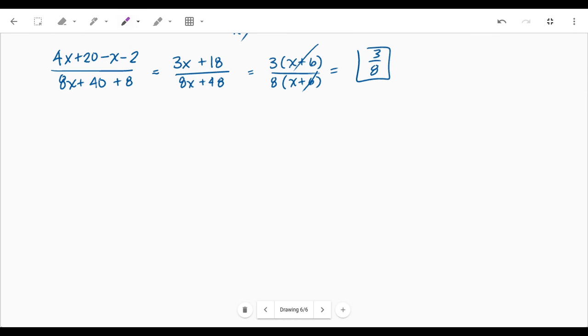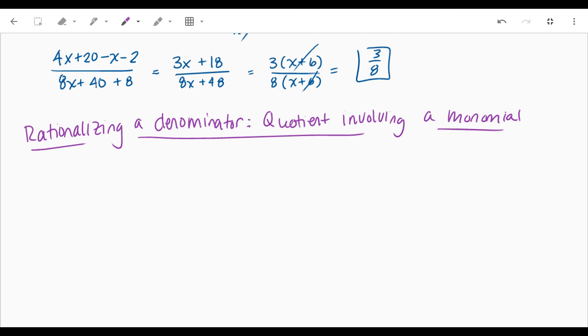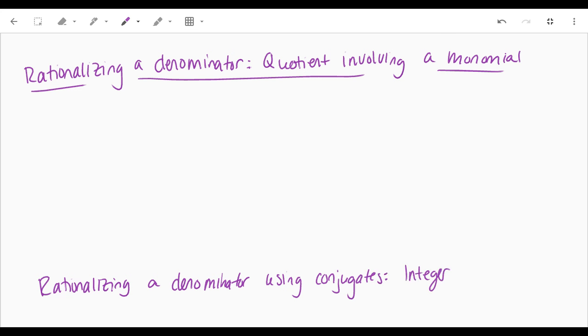So our next one is rationalizing a denominator, quotient involving a monomial. Okay, and I'm just going to get myself set up for the next one. It's going to be rationalizing a denominator using conjugates, integer numerator. Okay.